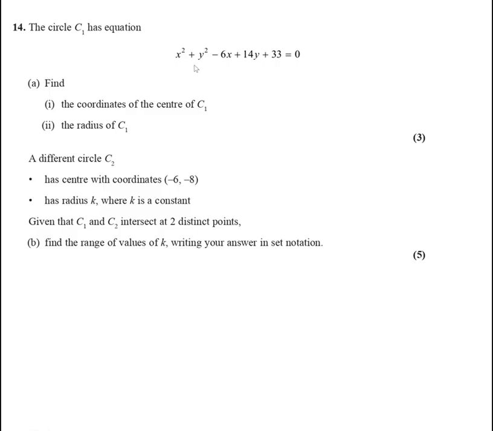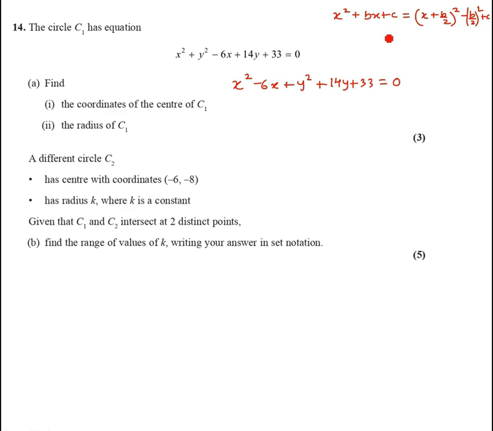Okay, so for this question, we just need to use completing the square form. If you have x squared plus bx plus c, then the completed square form is x plus b by 2, whole squared, minus b by 2, whole squared, plus c, because we don't do anything to c. Now here, if we rewrite this as x squared minus 6x plus y squared plus 14y plus 33 equals 0.